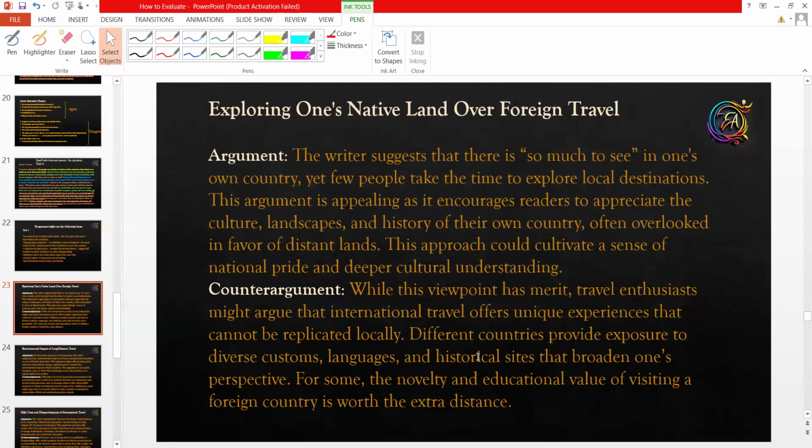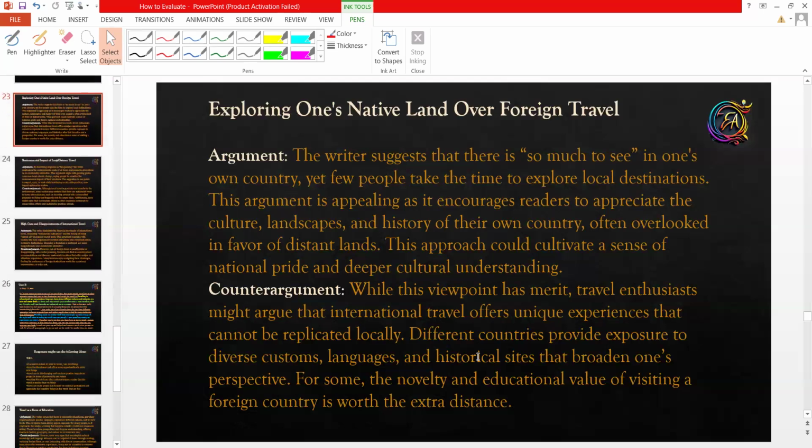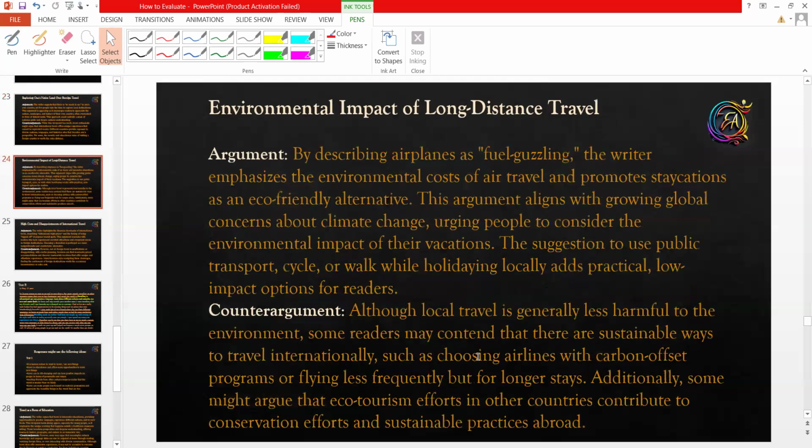Now, see, that means for the second point, the counter argument, he wishes to go to other countries for the vacation. So if you have this, you must know what you want to write. You must have the vision, a very clear vision of what you want, whether you go with the certain article or whether you disagree.